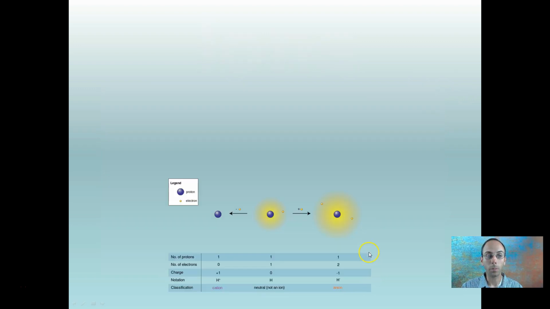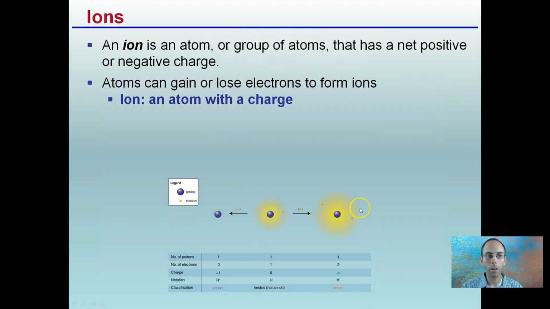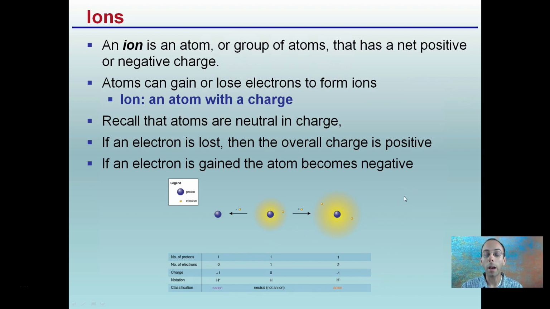So let's look at this a little bit more. Here's the same slide I showed you here. So an ion is an atom or group of atoms that has a net positive or negative charge. So again, that ion referring to something that has a charge. Neutral would just be called an atom. Atoms can gain or lose electrons to form ions. An ion is an atom with a charge. That's your kind of take-home summary right there.